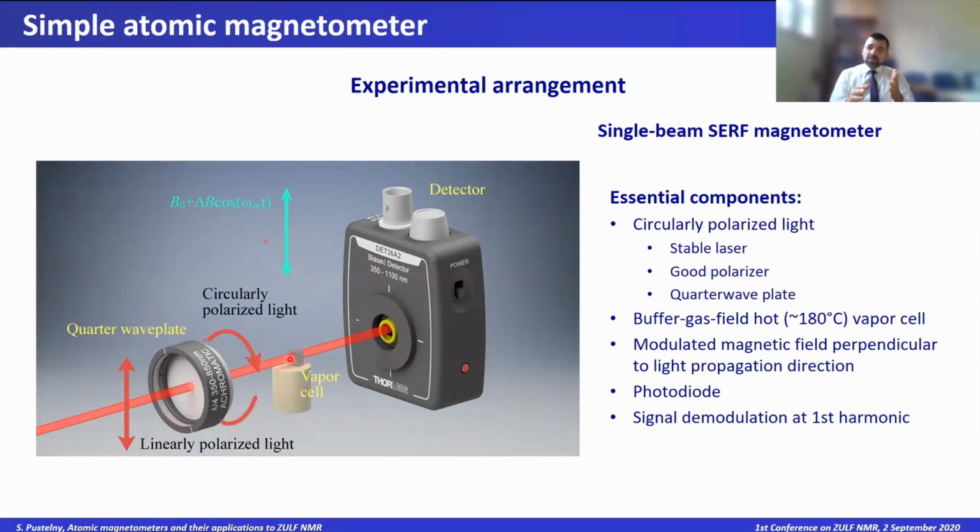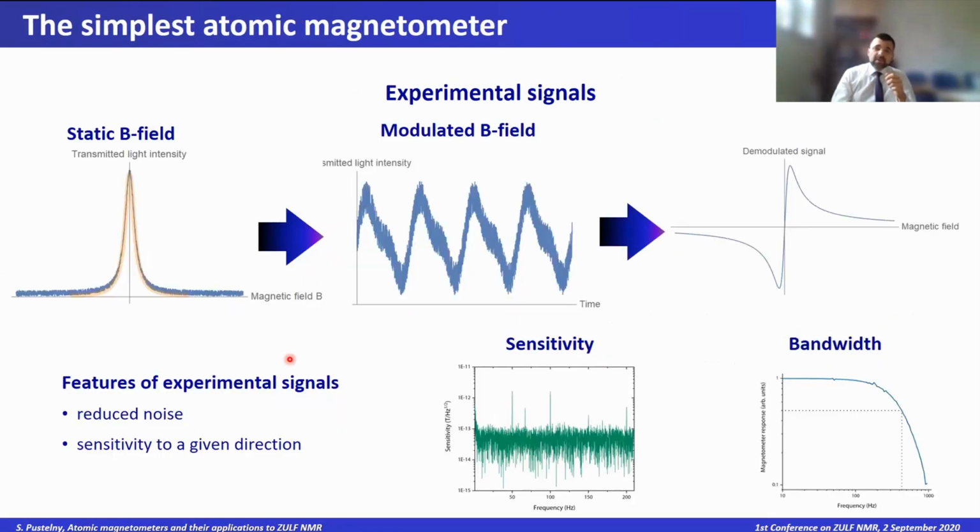And what we are doing is very simple. We are looking at the intensity of transmitted light. So if you scan the magnetic field, you will see something like this. You are observing the resonance in your system.